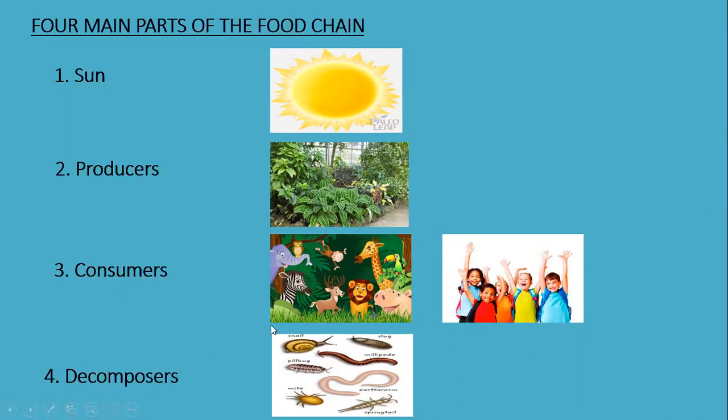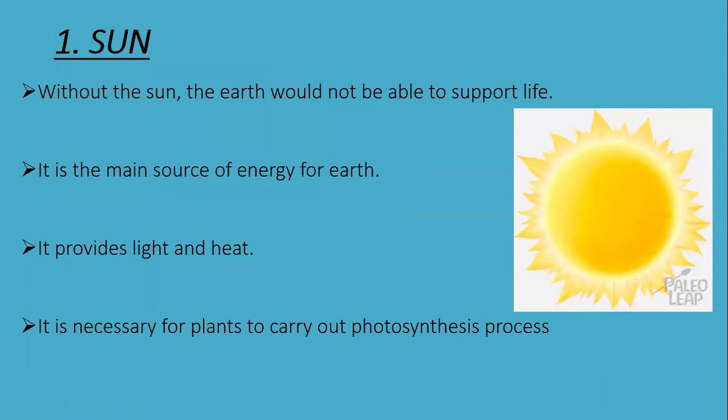Let's see. First of all, what is the sun? Without the sun, the earth would not be able to support life. Sun is the first part of the food chain. It is the main source of energy for earth. It provides light and heat. It is necessary for plants to carry out the photosynthesis process.